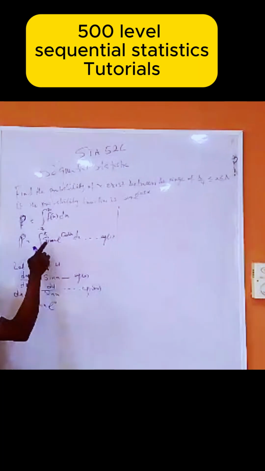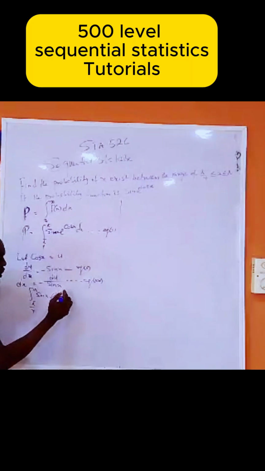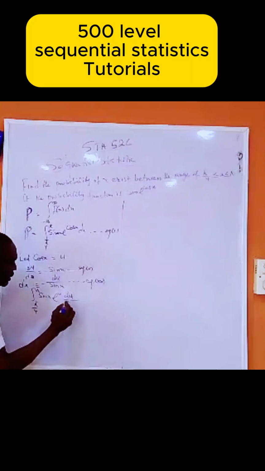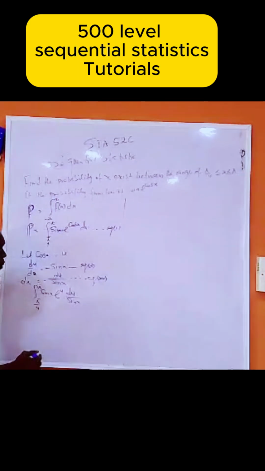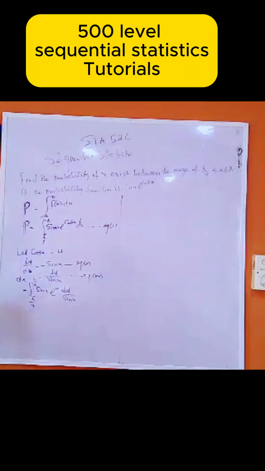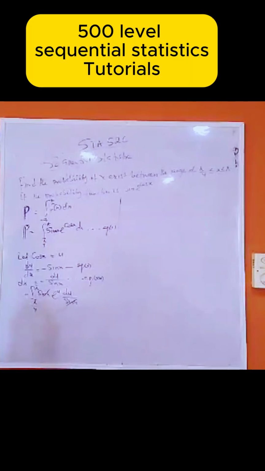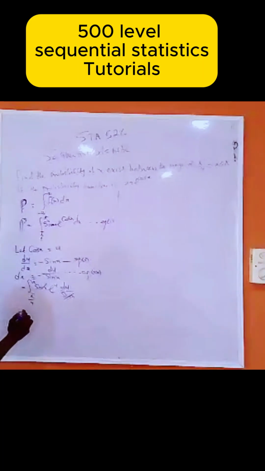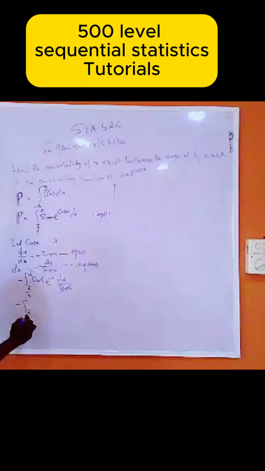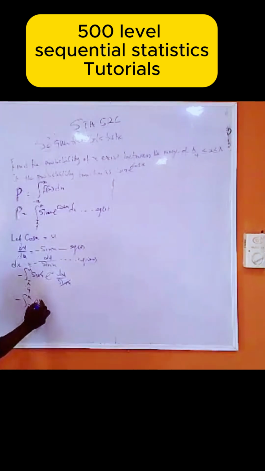We have the probability function from pi divided by 4 to pi, which is equal to the integral of exponential u, because we have turned the sine x into u. So we now put the du over cos x. Now as you can see here, this cos x will cancel cos x. We have the integral from pi divided by 4 to pi of exponential u du.